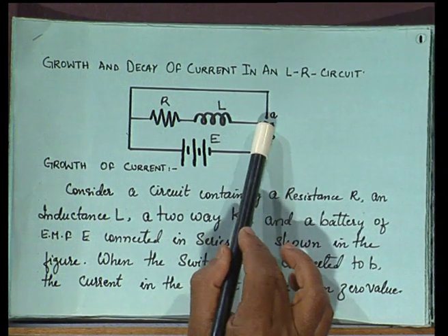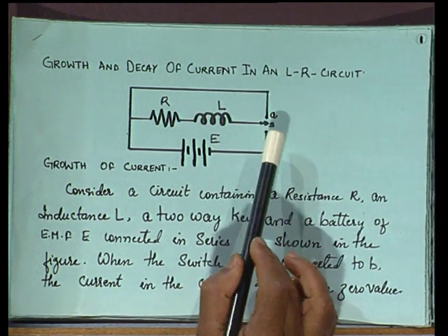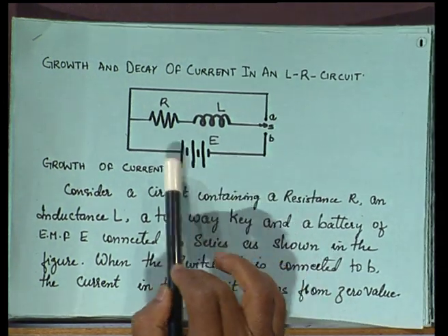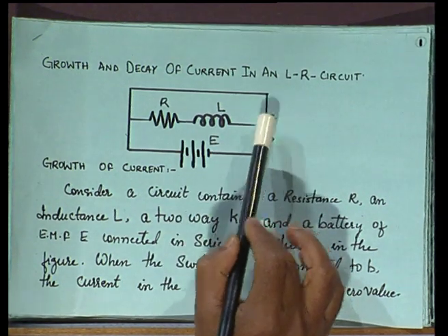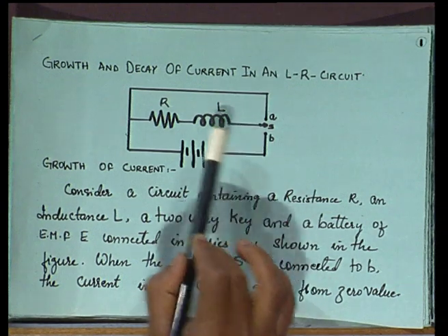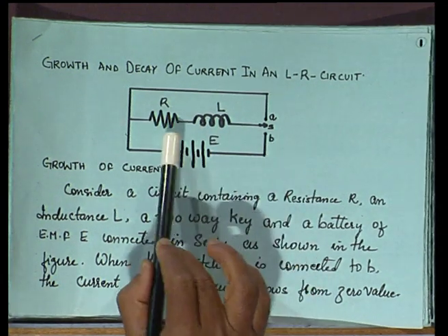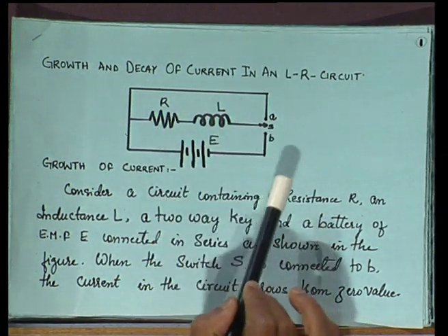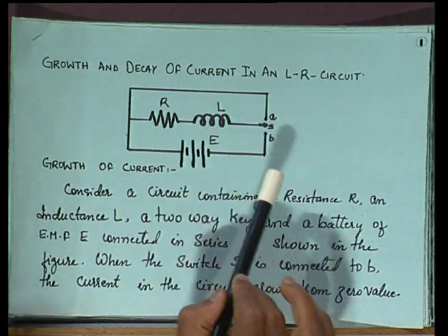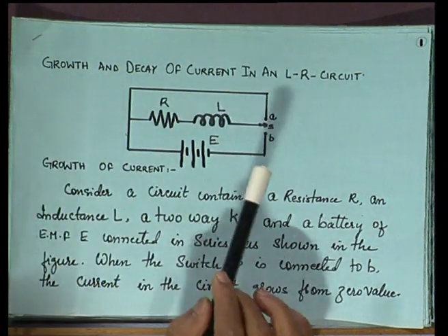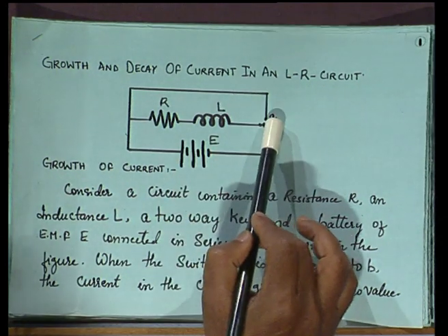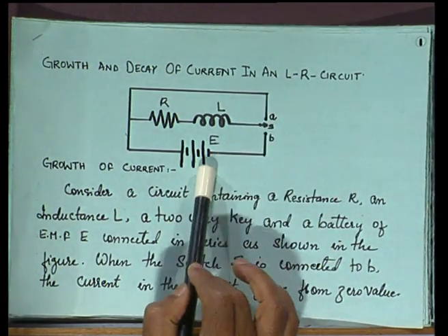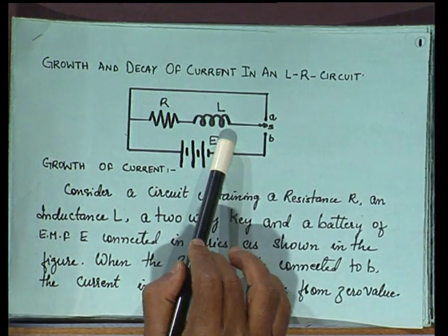Now if we connect this key to B, what will happen? The battery is included in the circuit. If you connect this to the terminal A, the battery is excluded. So, when you connect it to B, the battery is included and the current will flow in the circuit. Thus, the flow of current will give the growth of the current in the case of the LR circuit. If you connect it to A, since you have removed the battery, there is a decay in the current.